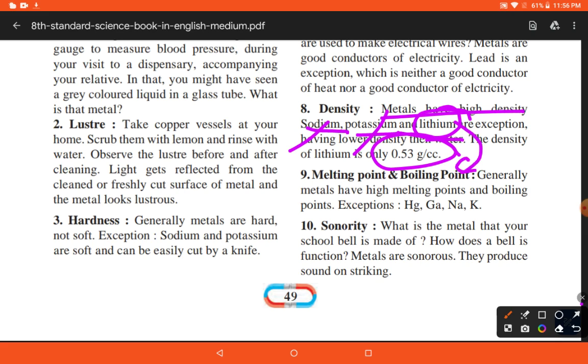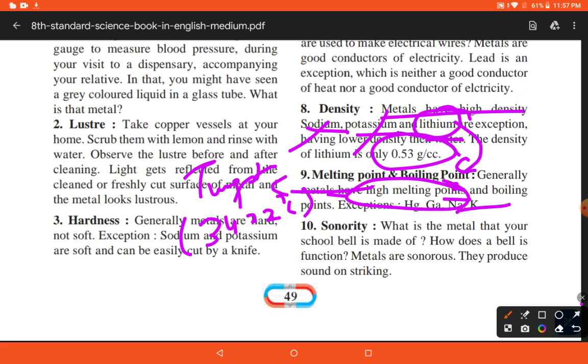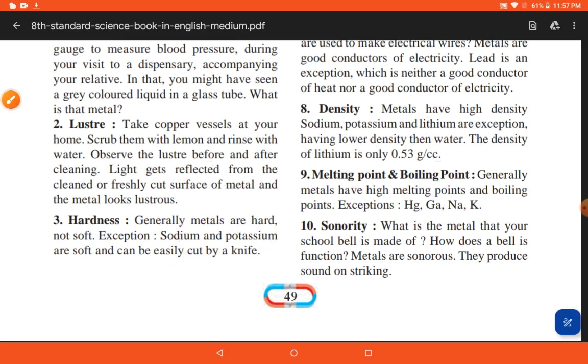Now melting and boiling point. Generally metals have high melting and boiling points. The highest melting point is in tungsten, 3422 degrees Celsius. Exceptions are there again: mercury, gallium, sodium, and potassium. Sonority means that when we strike it, it produces some sound. Metals are sonorous.